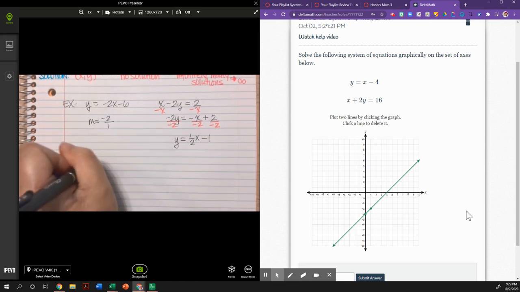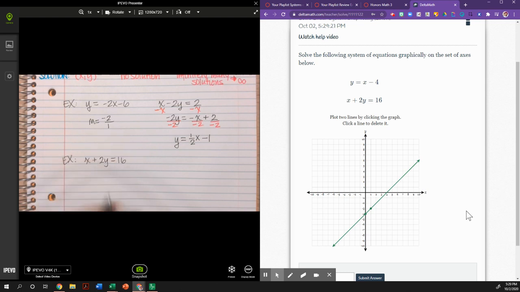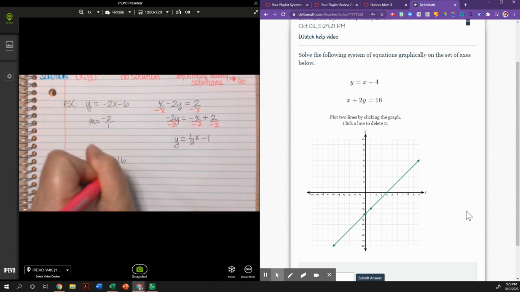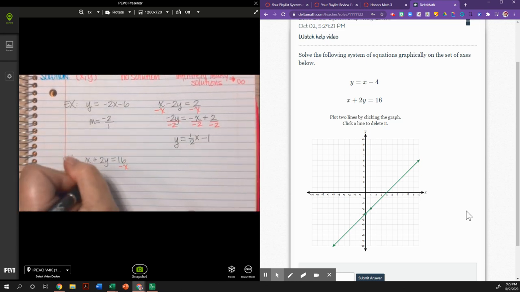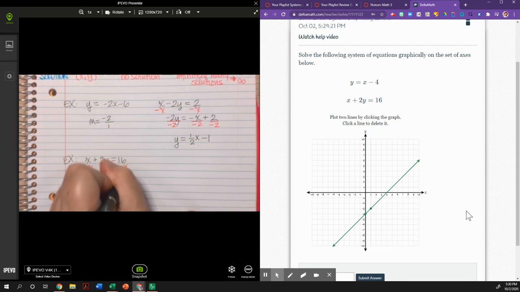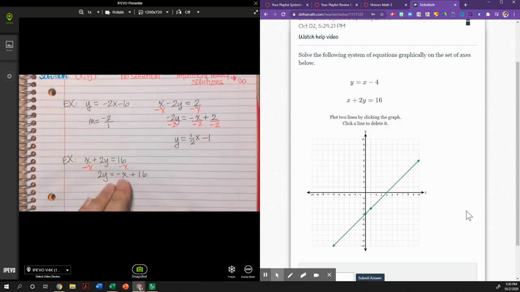And I need to take x plus 2y equals 16, and solve my equation for y. So to get y by itself, I'm going to subtract x. So that gives me 2y equals negative x plus 16. I'll write my x first, remember, for my slope, and then that will be my y-intercept when I'm done. And to get y by itself, I divide each piece by 2. So I get y equals negative 1/2 x, and then 16 divided by 2 is positive 8.